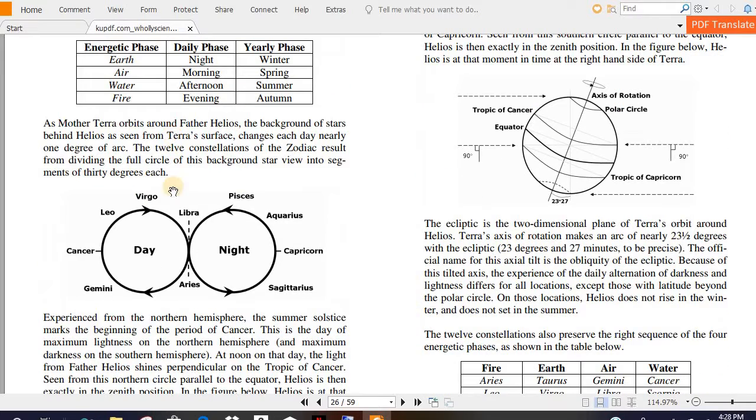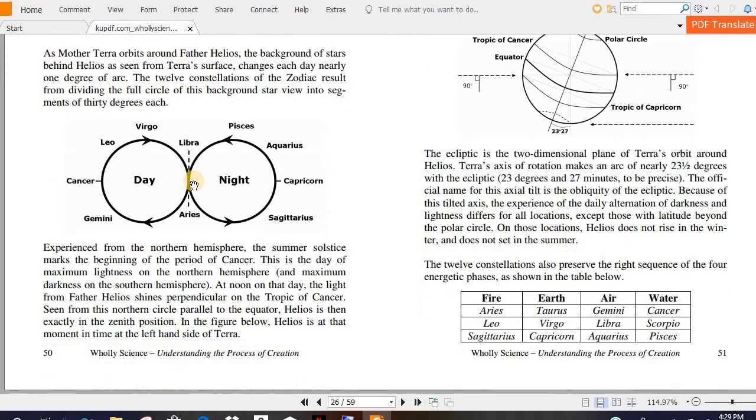As Mother Terra orbits around Father Helios, the background of stars behind Helios, as seen from Terra's surface, changes each day. Nearly 1 degree of arc, the 12 constellations of the zodiac result from dividing the full circle of this background star view into segments of 30 degrees each. Okay? That's how we get the constellations. Remember that. Experienced from the northern hemisphere, the summer solstice marks the beginning of the period of Cancer.